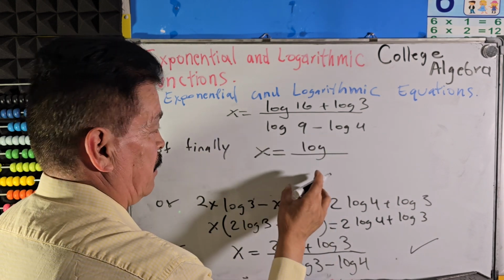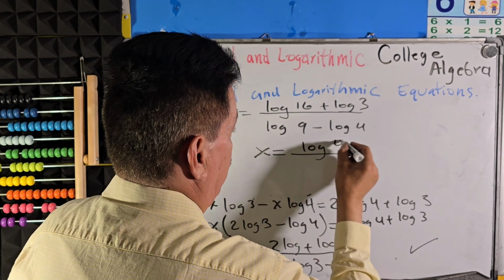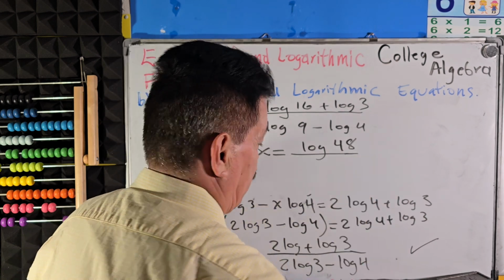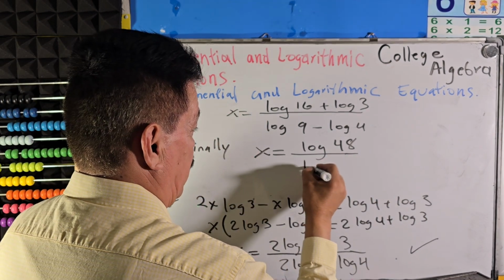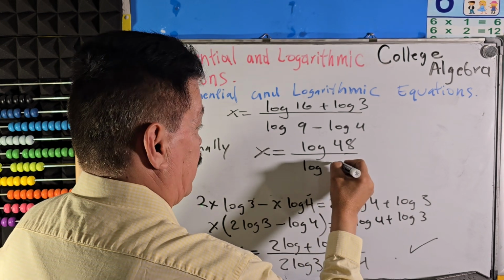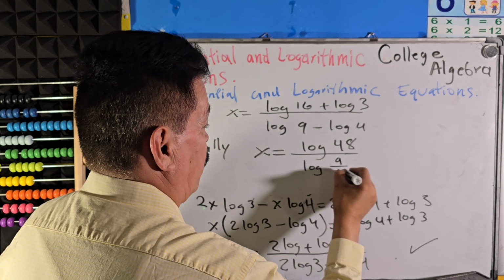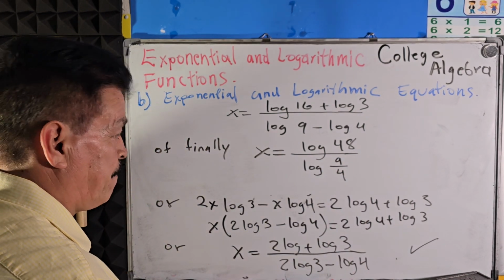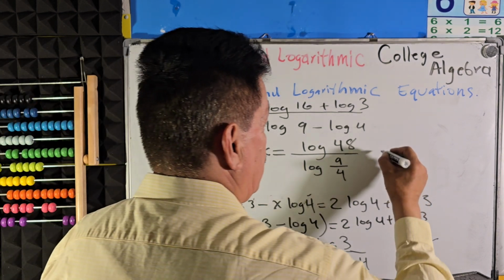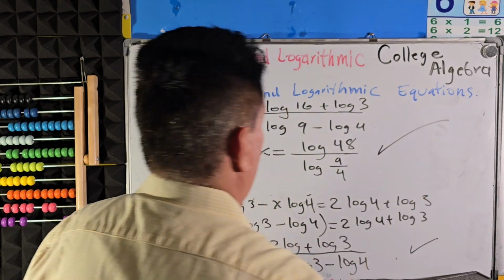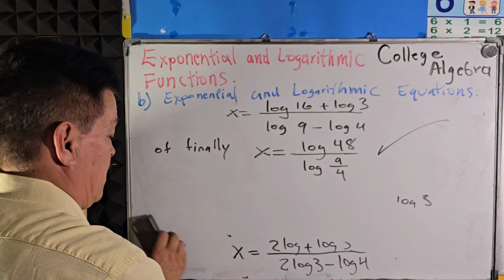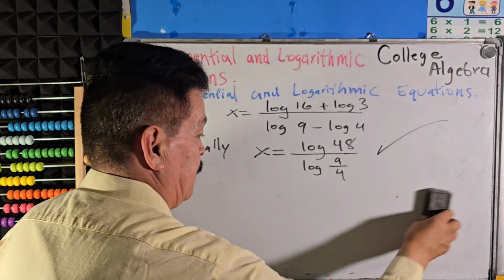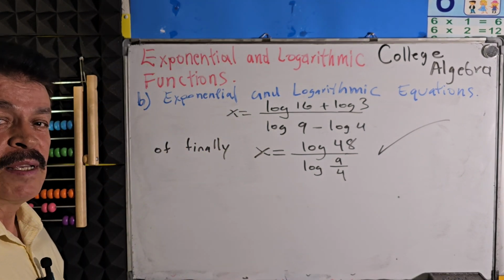What is the answer here? Log 48. Remember, we have to use the properties of the logarithms right here. So divided by log of 9 divided by 4. So this is our answer, the correct answer, in this problem. All right, got it? See, check it.